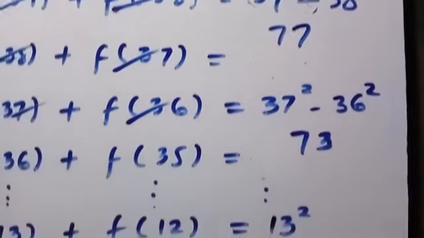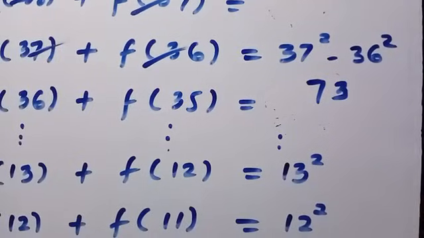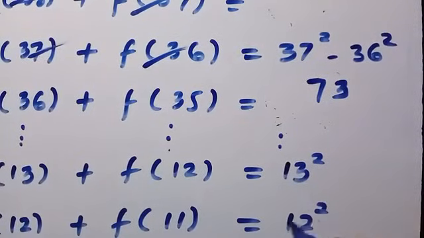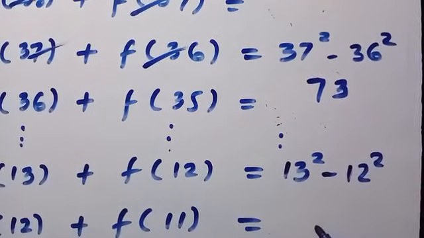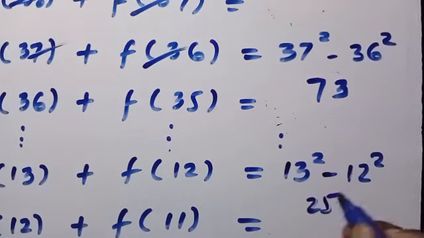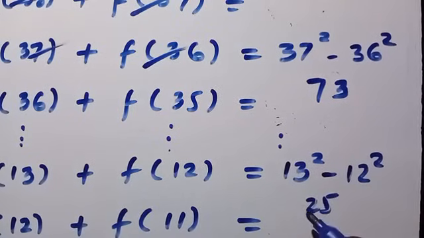So that is how we keep going. We keep going till we reach this one. So when we subtract 12 squared from here, we are going to have 25. And this is where we are going to stop.